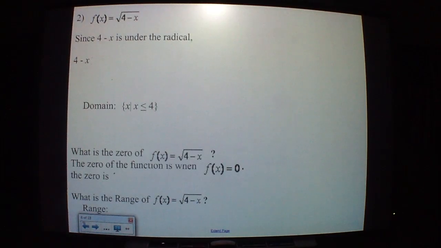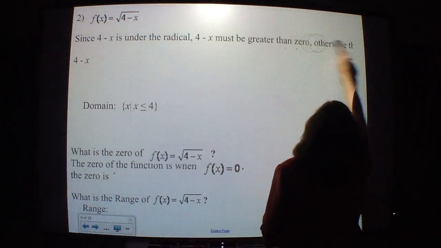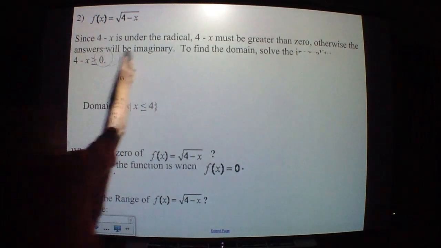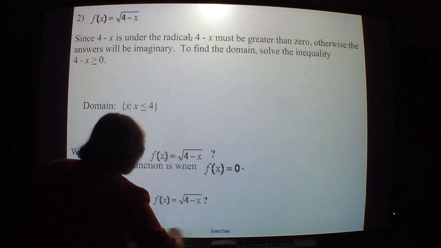Another one I want to find the domain for. Square root. Remember square roots: if you have a negative under the square root, it's imaginary. So 4 minus x cannot be a negative number. So it must be greater than or equal to 0. Okay? So there's what I want to solve.